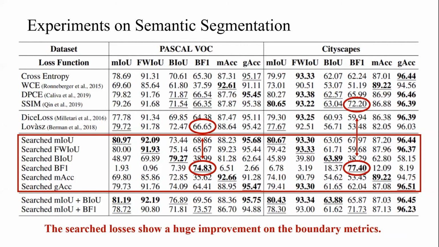For example, on the boundary metrics such as the boundary F1 score, the searched loss functions show a huge performance improvement. This is because we optimize specifically for the given metric, while the existing loss functions suffer from the misalignment issue.